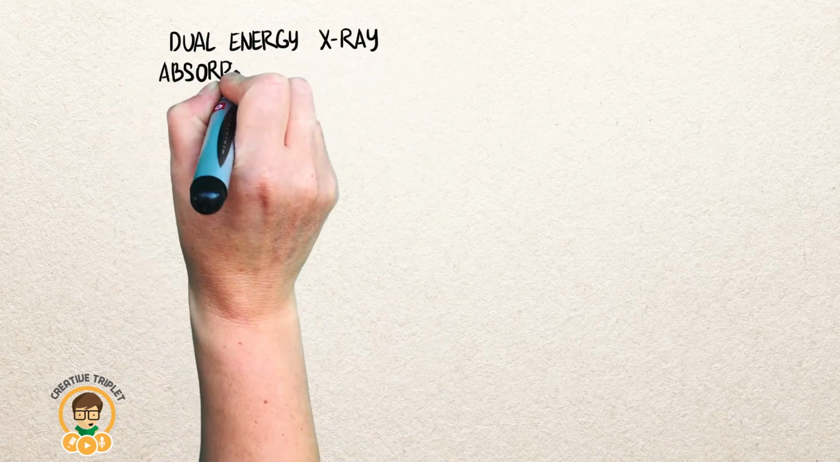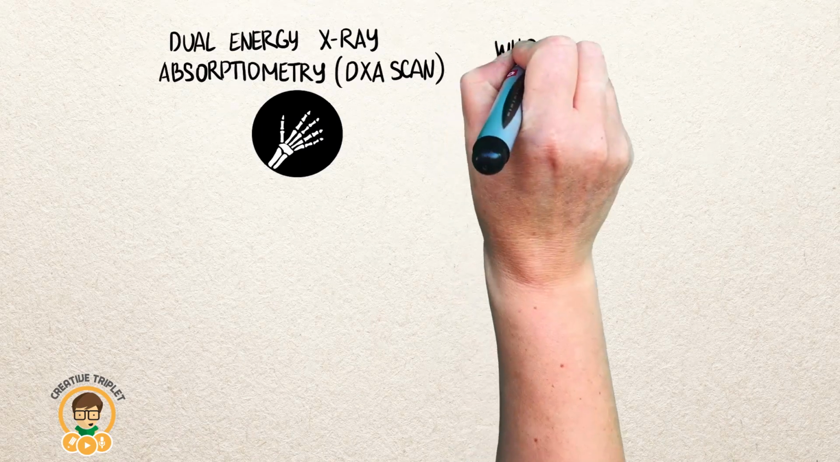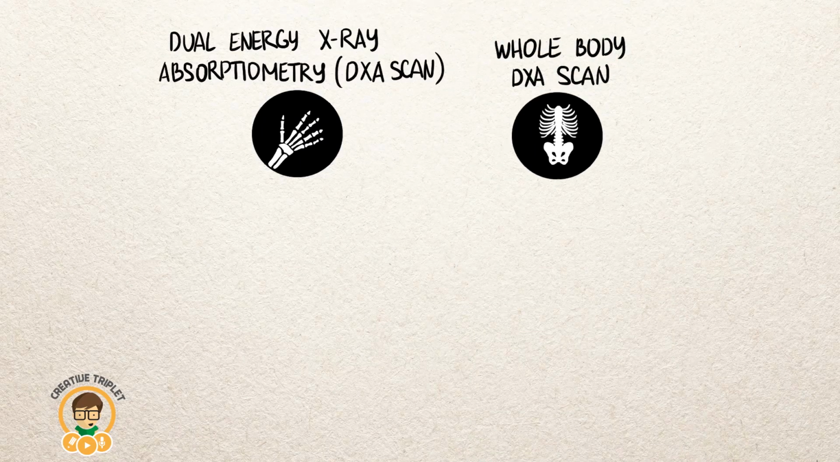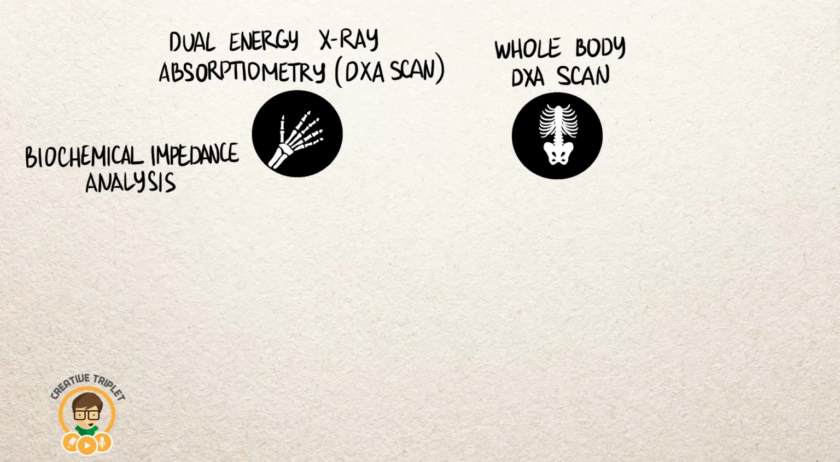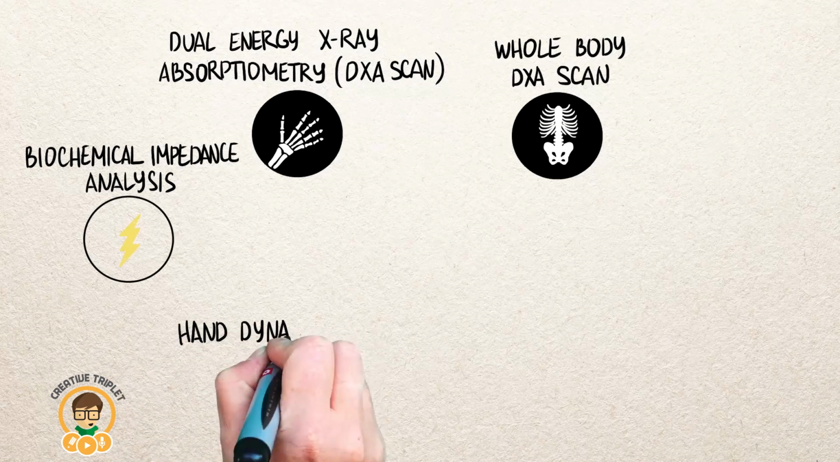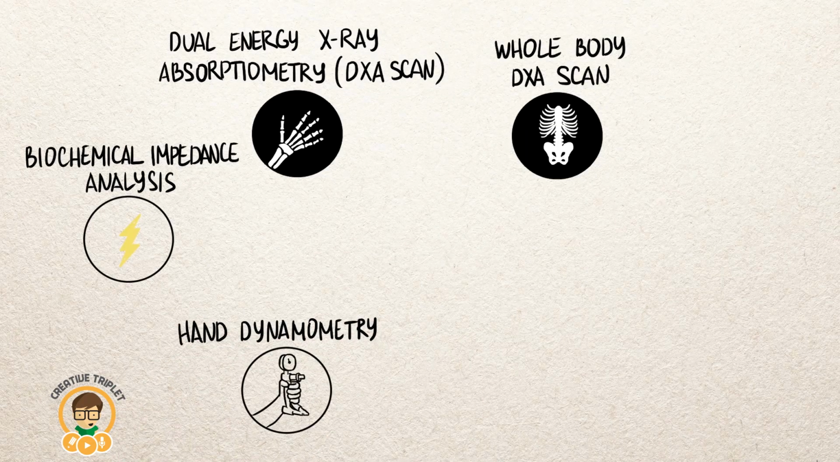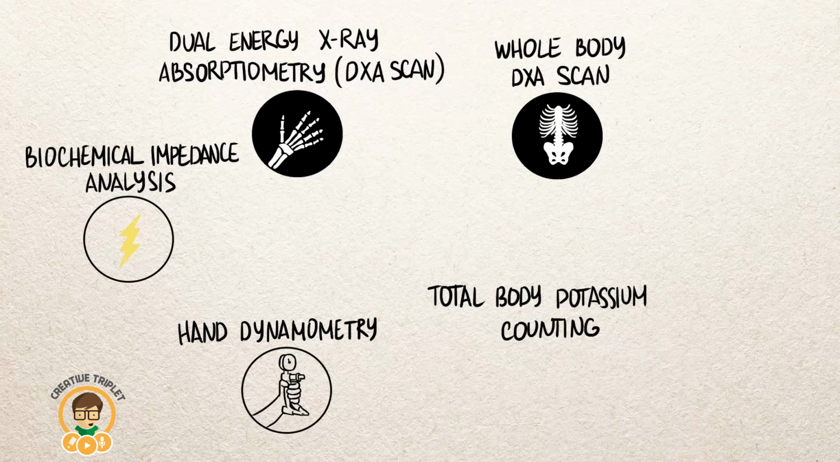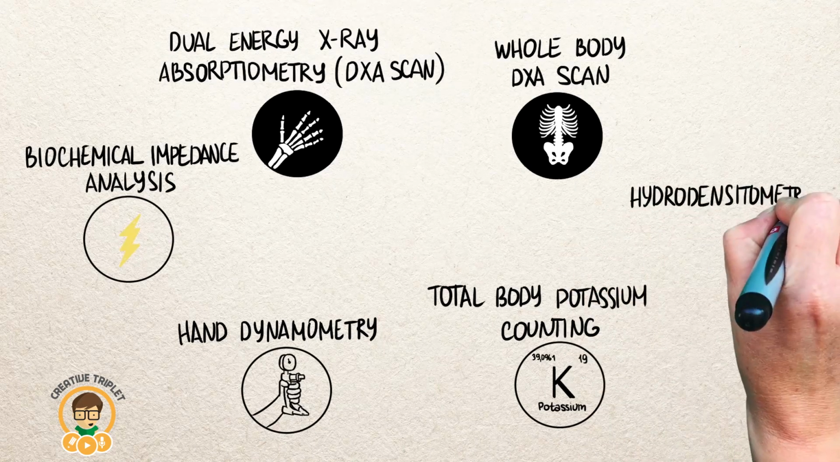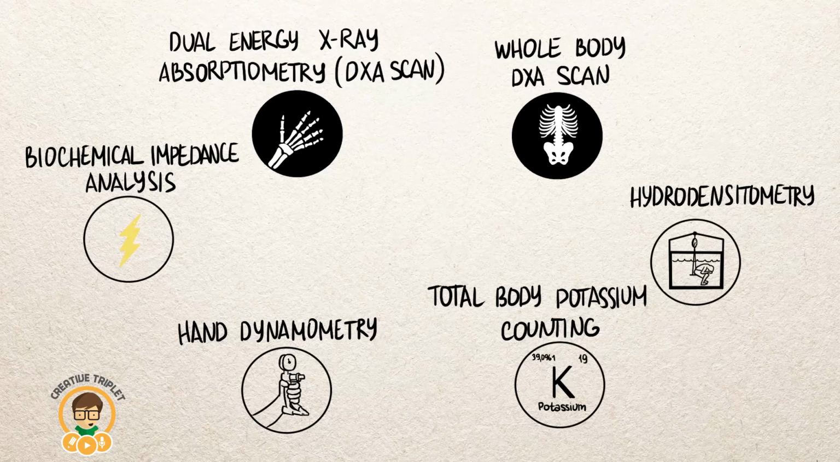More sophisticated measurements of body composition include dual energy X-ray absorptiometry or DEXA scan, which measures fat mass, lean soft tissue mass, and bone mineral density, bioelectrical impedance analysis, which assesses impedance to electrical flow that is directly proportional to lean tissues and is used to assess total body water and fat-free mass, hand dynamometry or hand grip strength, which measures maximal isometric strength of the hand and forearm muscles and evaluates total body protein, total body potassium counting, which measures total body potassium to determine lean body mass and body fat, and hydrodensitometry or underwater weighing, which is used to measure body density and body fat.